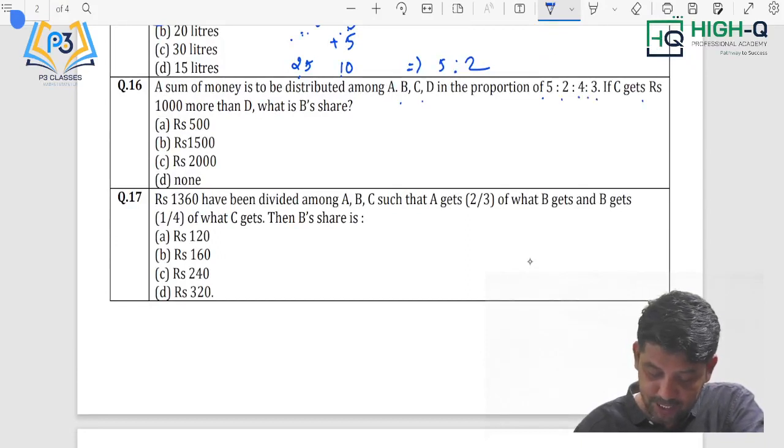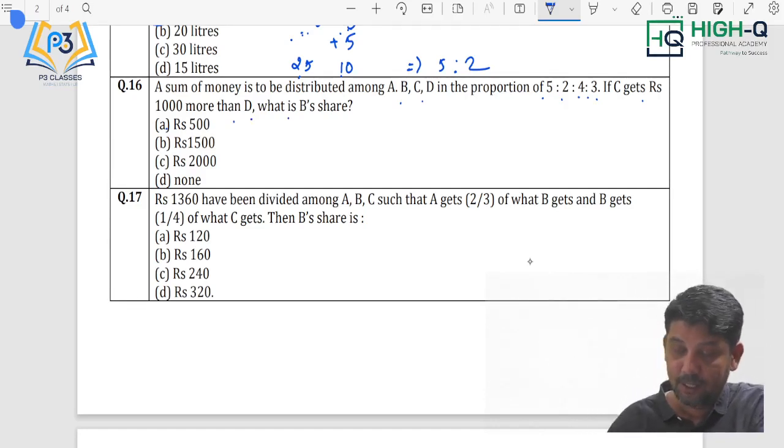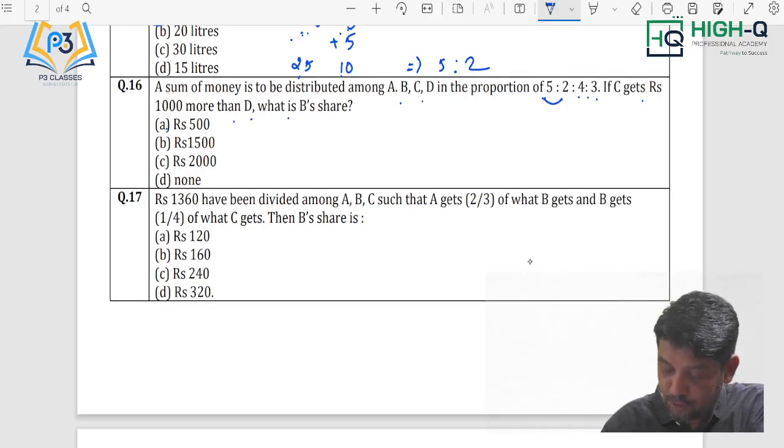Next, a sum of money is to be distributed among A, B, C, D in the proportion 5:4:2:4:3. If C gets 1000 rupees more than D, what is B's share? Oh, fantastic. Listen here, my dear. Now let me take this. Okay. 5 plus 2, 7.